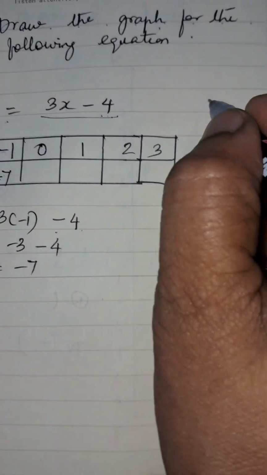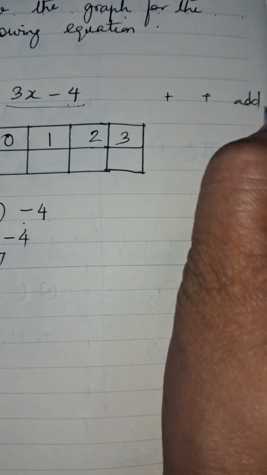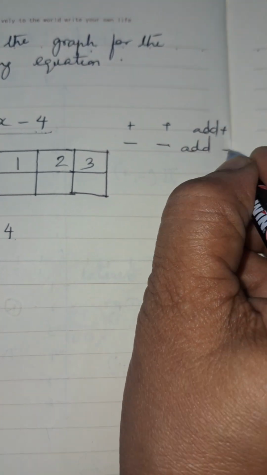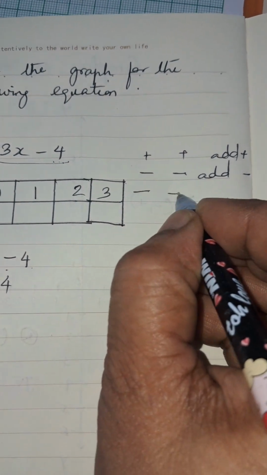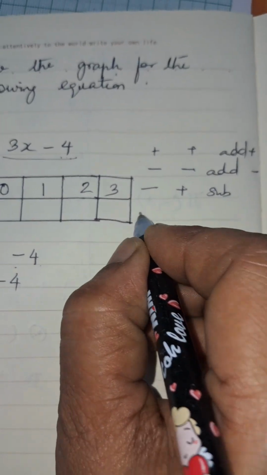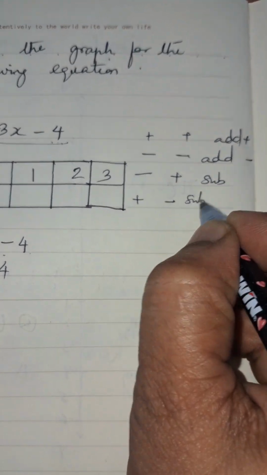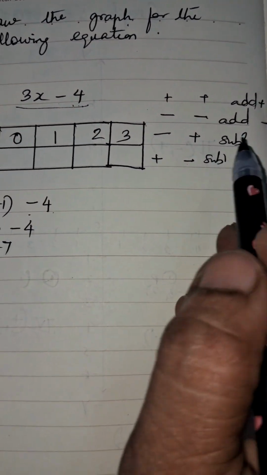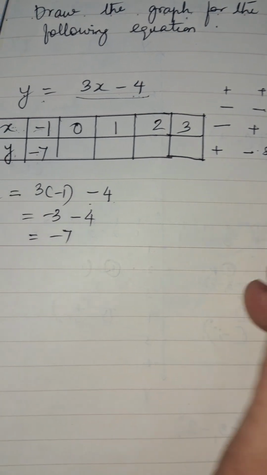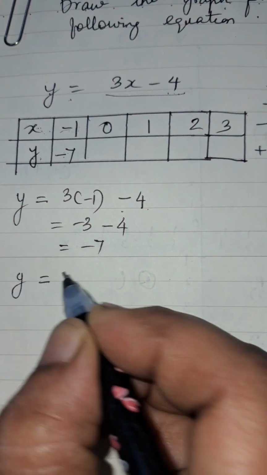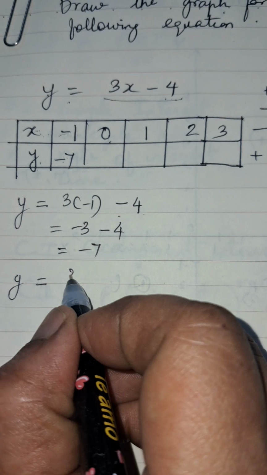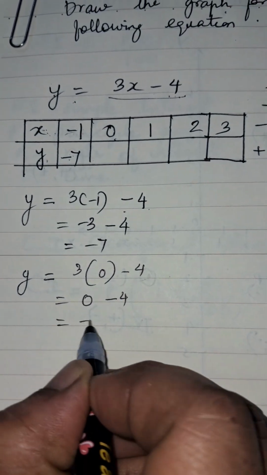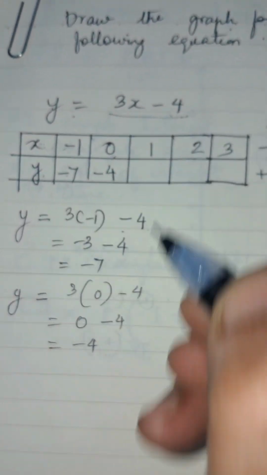Now remember, two pluses we always add and we write a plus sign. Two minuses we always add and write a minus sign. One minus, one plus, we subtract, and one plus, one minus, we subtract, and we put the sign of the greater number. This is again revision of the integers that you must have learnt. Now I will write y equal to 3, put this value of 0 in x's place, minus 4. This will be 0 minus 4 and it will be minus 4 here.